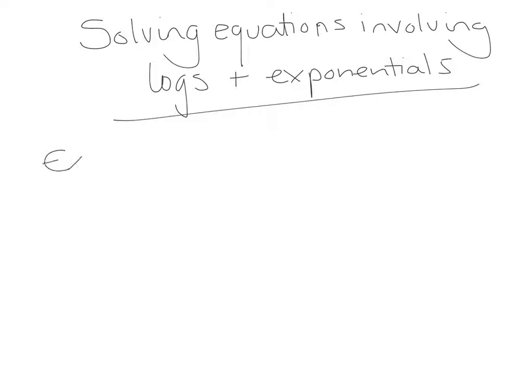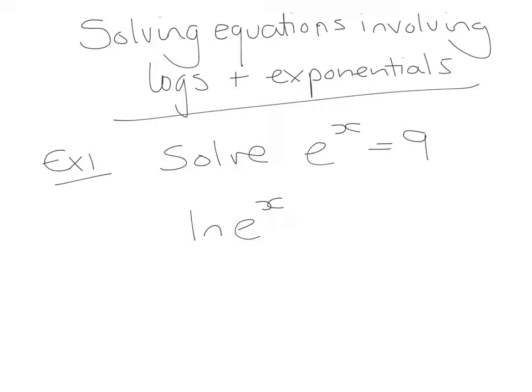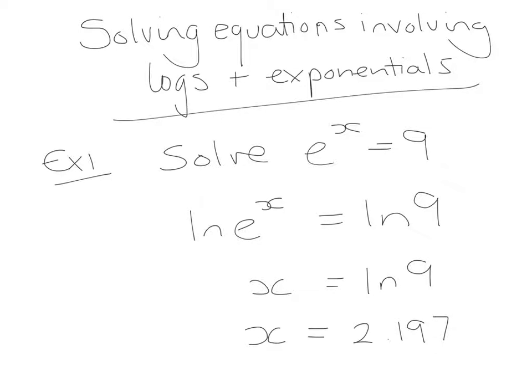So let's look at example 1. We have solve e to the x equal to 9. So we have an exponential function on its own on the left hand side. To remove that exponential, we take the natural log. So we would write ln e to the x equal to ln 9. The ln e is removed, so now we are left with x is equal to ln 9, which we could put into the calculator, and we get a value of 2.197.